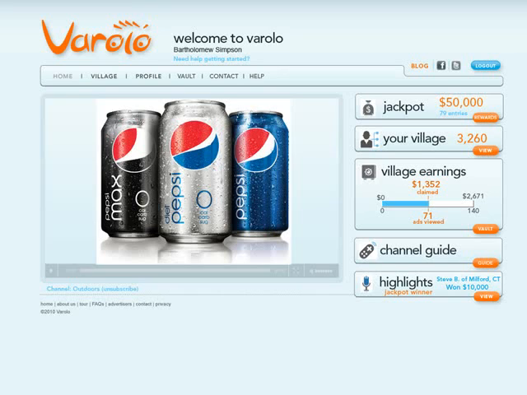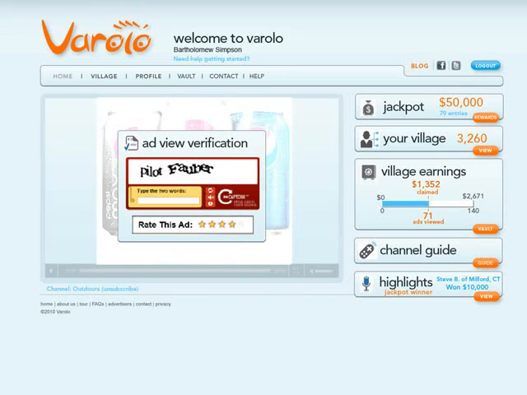Now on your left-hand side, you can see the ad view window. This is where you'll actually watch the commercial. Once the ad is complete, an ad view verification window will come up. This includes a CAPTCHA window, which you've probably all seen before, where you have to type in what you see on the screen. This verifies that you've seen the ad and you were there and watched it. If you walk away from your computer and you don't type that in, that ad CAPTCHA window goes away and you didn't get credit for the ad, and the advertiser doesn't have to pay for the ad.